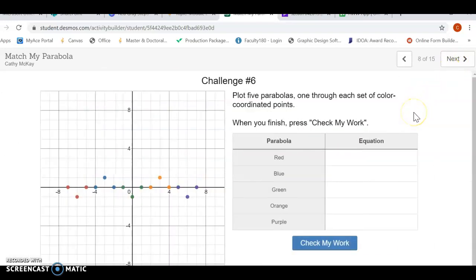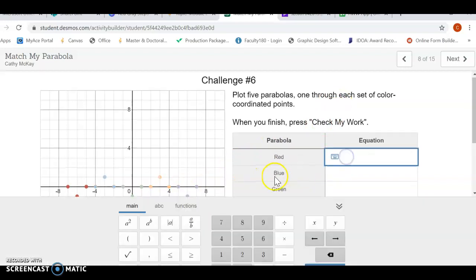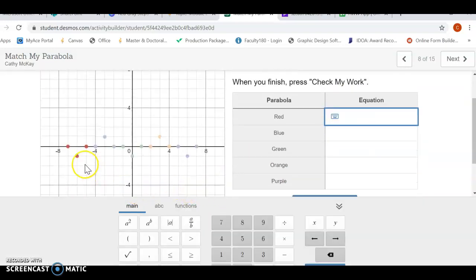All right, so now let's look at challenge number 6. Plot 5 parabolas, 1 through each set of color coordinated points. So let's first look at the red one. The red one, here we have the vertex is down here at -1, and then we have the 2 sides. One is at -5, and the other one is at -7.